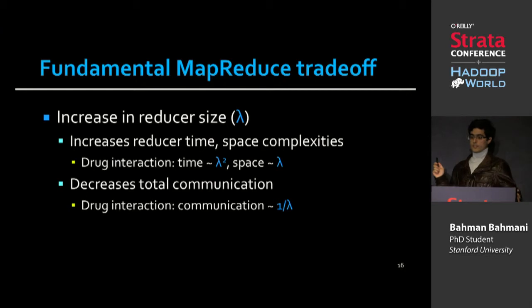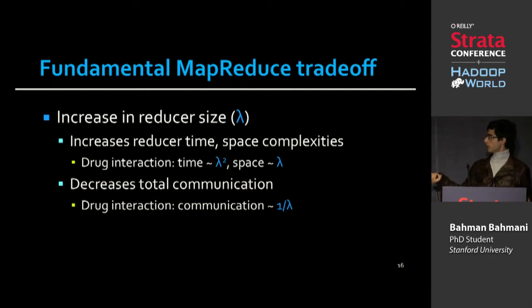The first one is a fundamental trade-off that exists in MapReduce. And it is a trade-off between communication and parallelism. It is in general true, not only specific to this problem, that the more parallelism that you want, the more communication costs you have to pay. And you can actually formulate it based on the parameter reducer size that we introduced.